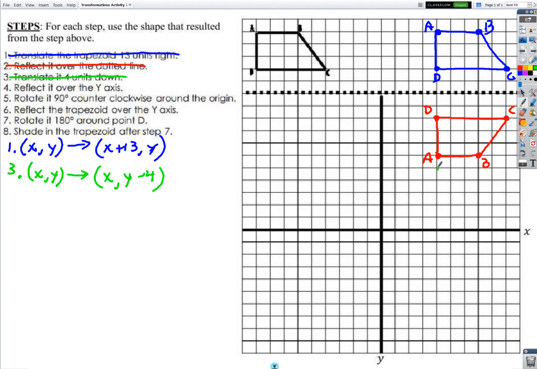1, 2, 3, 4. Which we put here. Down 4. Down 4. And down 4. So I'm color coding this for you. This is D, this is C, this is B, and this is A so far.